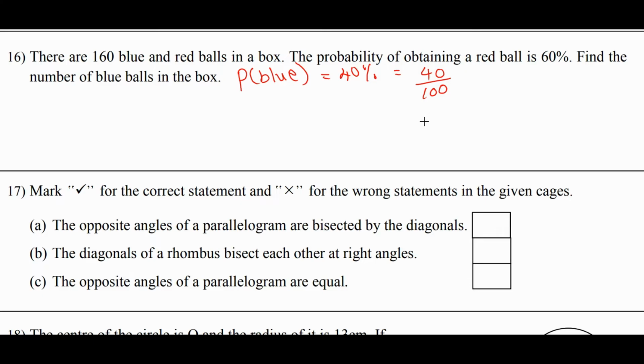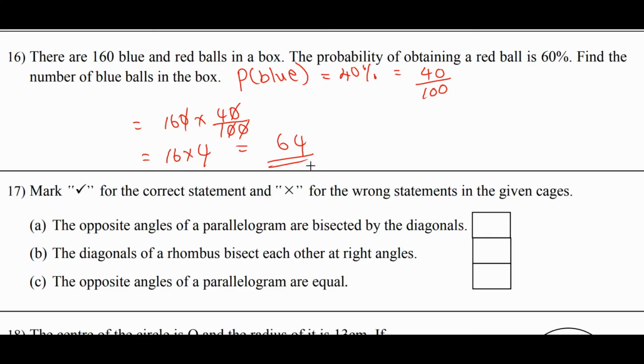Then we are asked to find the number of blue balls in the box. We know the total number of balls is 160. Then the chance of having a blue ball is 40 out of 100. Therefore, I can get the number of blue balls equal to 160 into 40 out of 100. Therefore, I can cancel the zeros. The answer should be 16 into 4. The answer will be 64 blue balls.